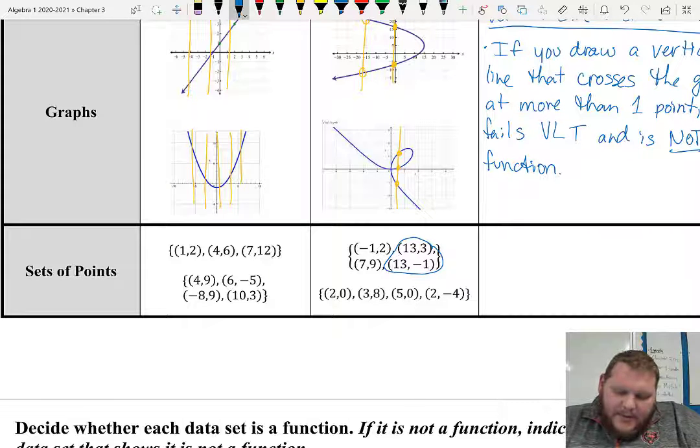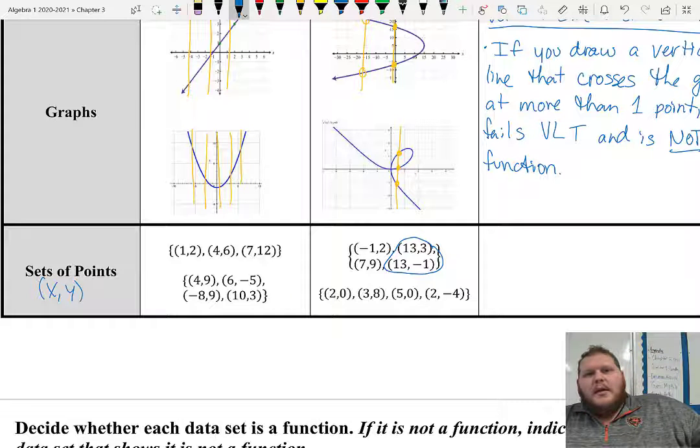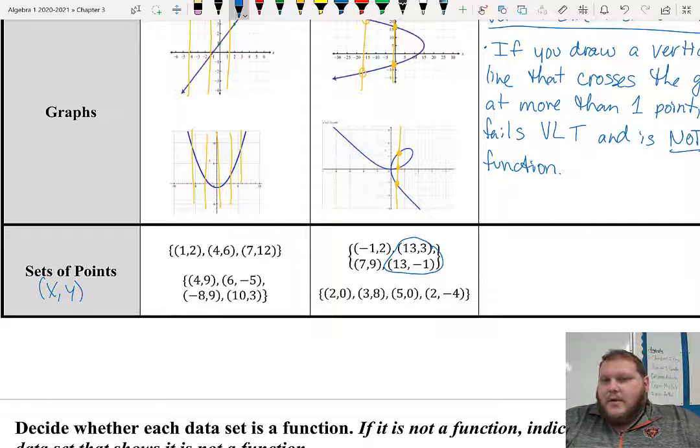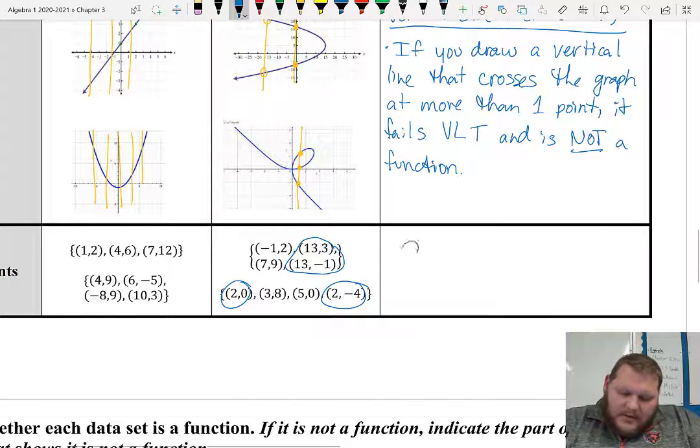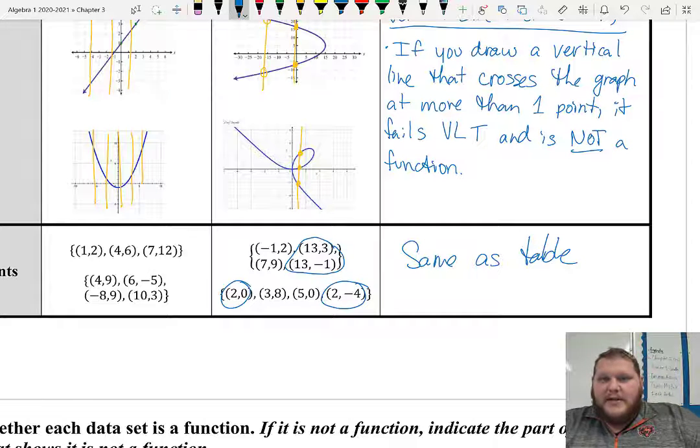On my non-examples here, I can see that I have 2 different points. Because again, in case you forgot, x comma y, input comma output, is our structure for our coordinates. So here we can see for 13, it goes to 3 and it goes to -1. Here, 2 goes to 0 and to -4. So that's why it is not a function. So here I'm just going to write same as table. If you've got 2 x values that are the same but have different y values, that is not a function.